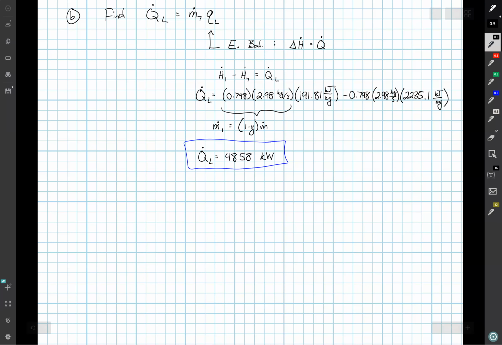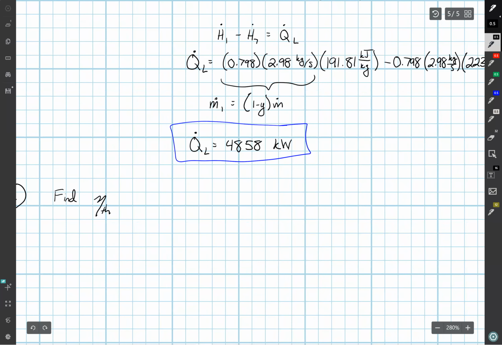Okay, now last but not least, part C, we're asked to find the thermal efficiency of the cycle. The thermal efficiency is defined as the net work out divided by the heat input.